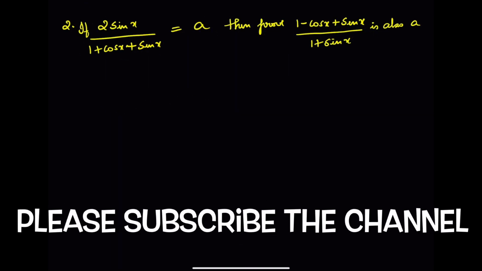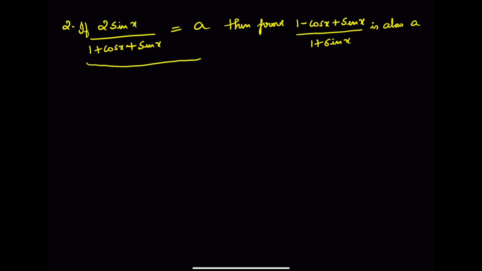Now let's solve the second problem. Here we have to prove that if 2 sin x divided by 1 plus cos x plus sin x is equal to a, then 1 minus cos x plus sin x divided by 1 plus sin x is also equal to a. So basically we have to prove that these two equations are equal. So let's start with the information that is given to us, which is 2 sin x by 1 plus cos x plus sin x. So we have been told that this is a.